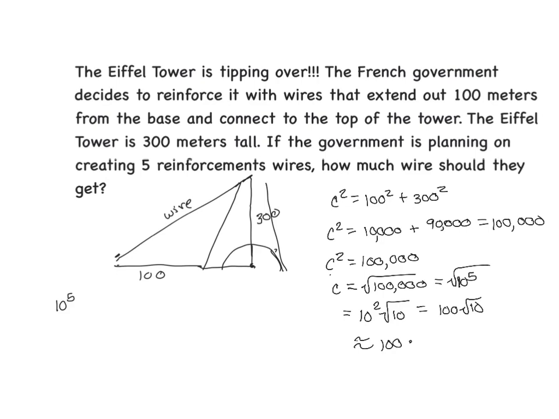Which is approximately, if we put that into our calculator, 100 times the square root of 10 is about 316. So we're talking about 316 meters of wire for just one. And then our final thing is that there's 5 of those, so we have to do 5 times 316, which is going to give us 1,580 meters, or 500 square roots of 10 meters in its exact form.